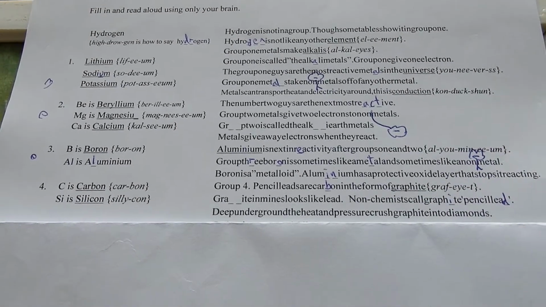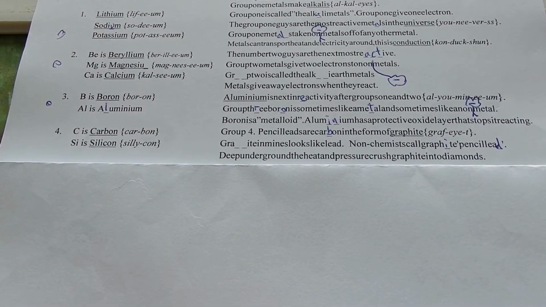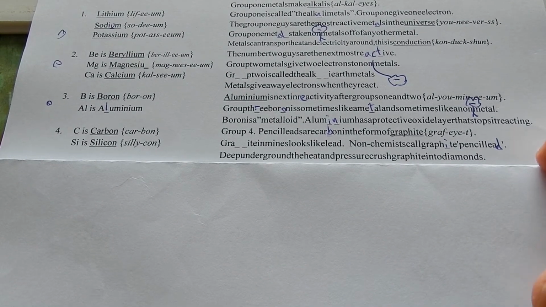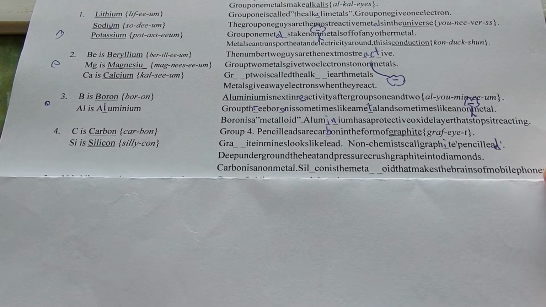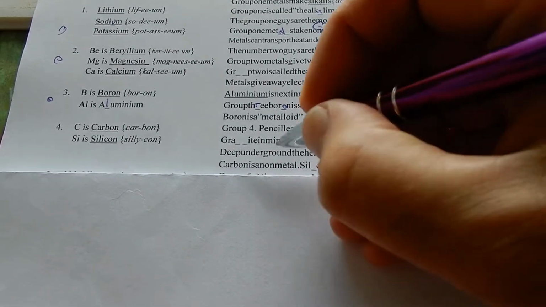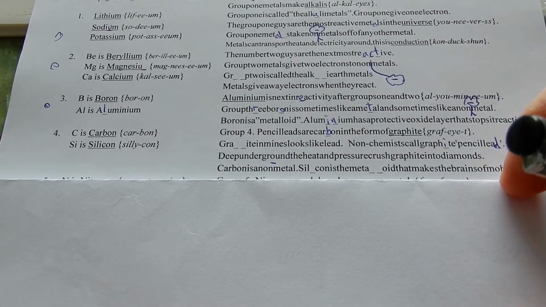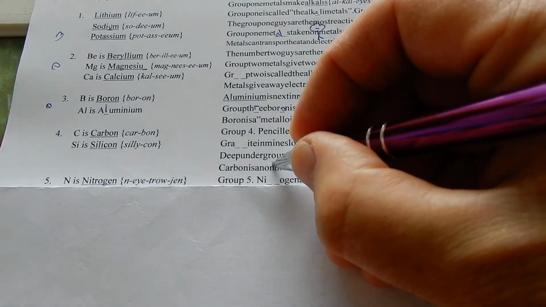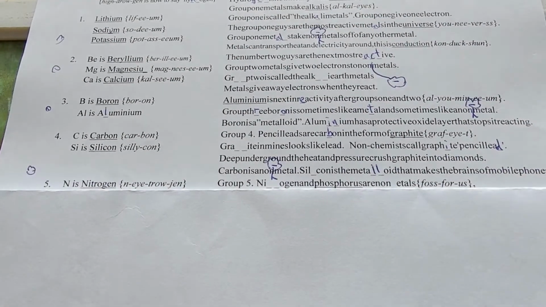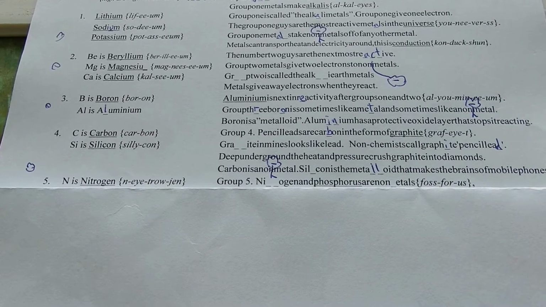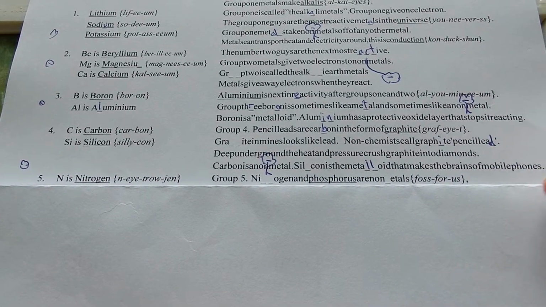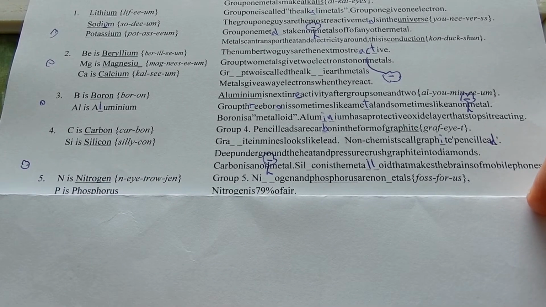The other one is, of course, diamonds. Deep underground, the heat and pressure crush graphite into diamonds. Carbon is a non-metal. Silicon is a metalloid. Yes, silicon does some metal things, some non-metal things. Silicon's used in the brain of your computer. That makes the brains of mobile phones and computers.